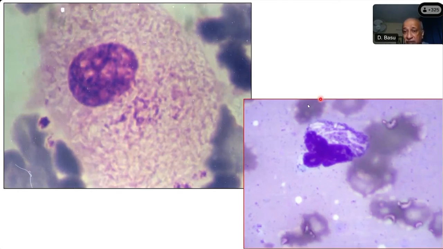Similarly, this is possibly a myeloid cell. Yes, sir. Again, it shows the same negative shadows. Okay, so now Zn stain or PAS stain? I'll go with Zn stain. Now you will move to Zn stain, right?